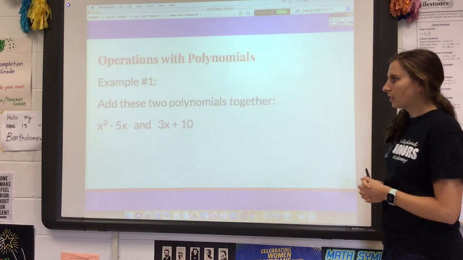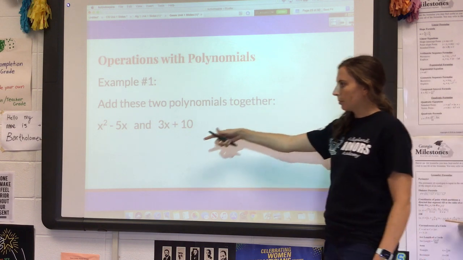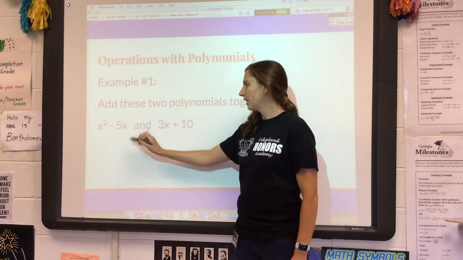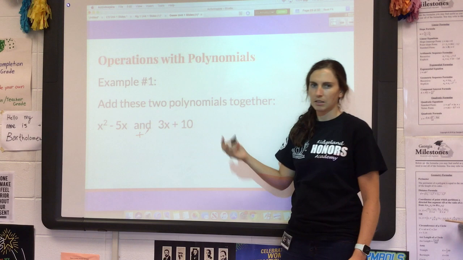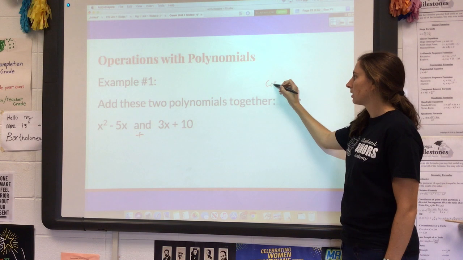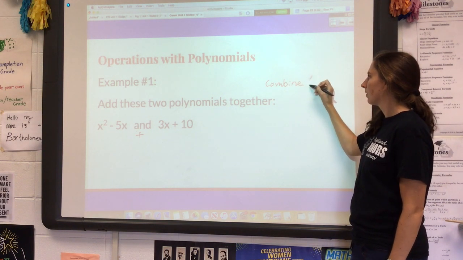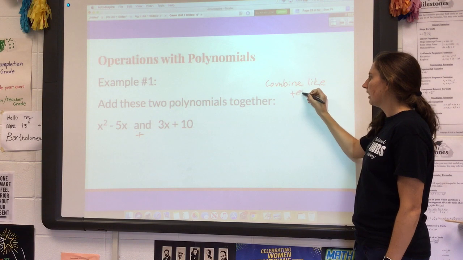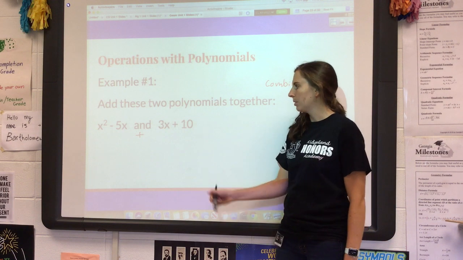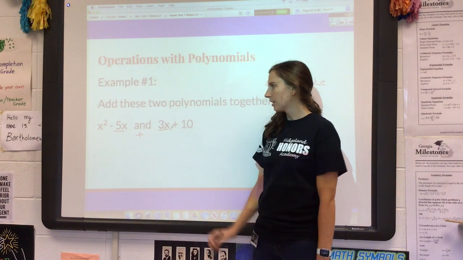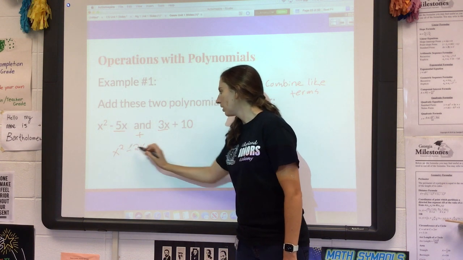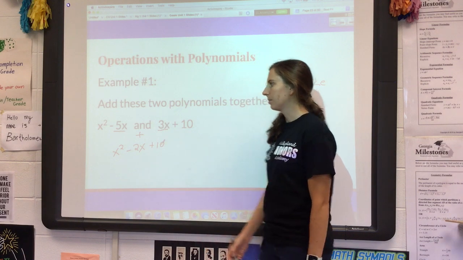All right, so for our first example, I want to add up these two polynomials. Really, you could just replace that "and" with a plus sign. If you want to put parentheses around those, you can, but it's not really going to matter. All I need to do to add polynomials is combine like terms. Again, this should look pretty familiar to you. To add polynomials, if you have any like terms, you add them up. So like negative 5x and 3x would combine to make negative 2x. None of the rest of these are like terms, so they'll stay as they are. And that's my final answer.